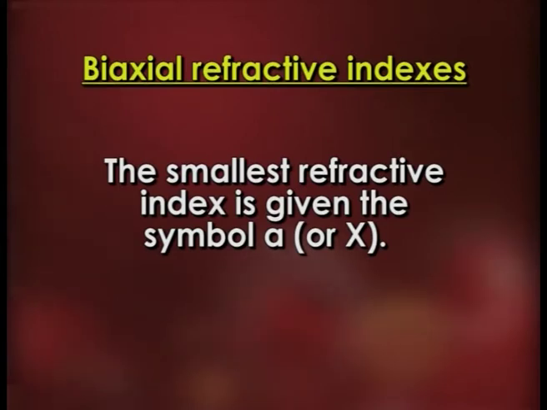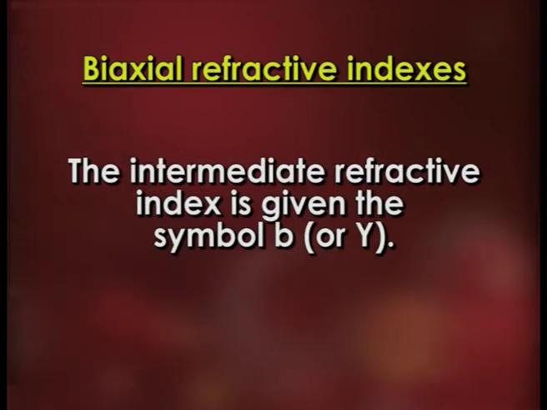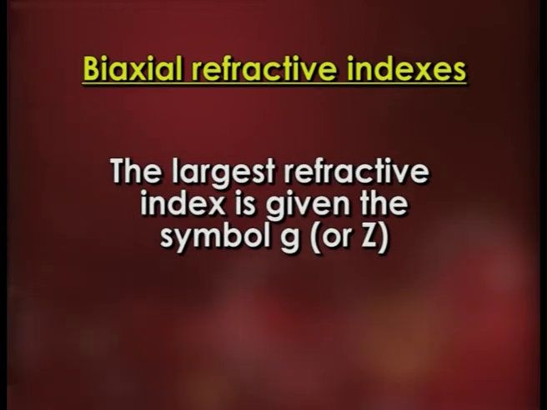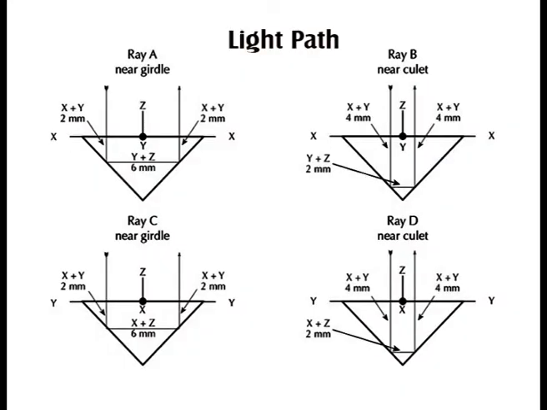The smallest refractive index is given the symbol of A or X. The intermediate refractive index is given the symbol of B or Y. The largest refractive index is given the symbol of G or Z. All biaxial minerals have optical symmetry equivalent to 2/M 2/M 2/M. But in each of the crystal systems, the optical directions have different correspondence to the crystallographic directions.